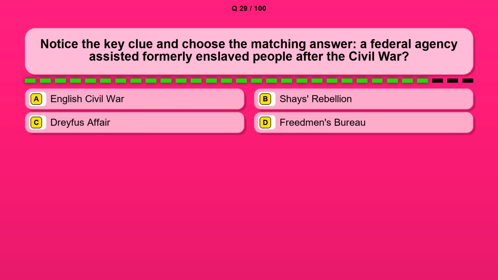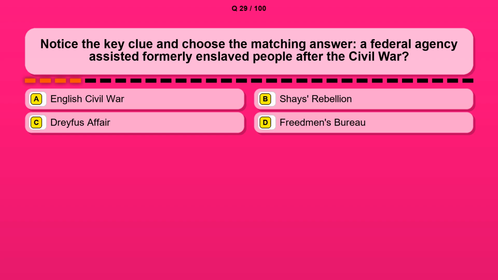Question 29. Notice the key clue and choose the matching answer. A federal agency assisted formerly enslaved people after the Civil War. Option A, English Civil War. Option B, Shays Rebellion. Option C, Dreyfus Affair. Option D, Freedmen's Bureau.